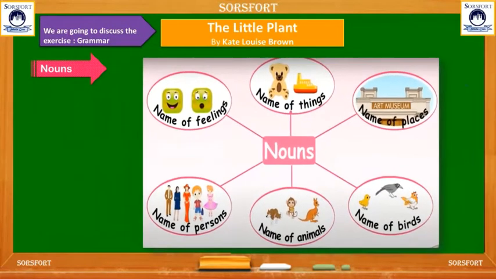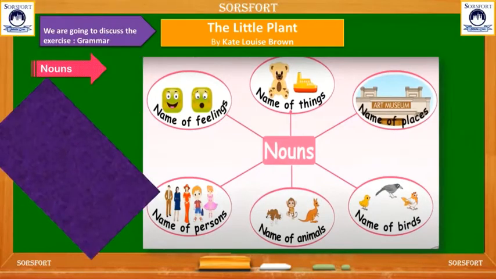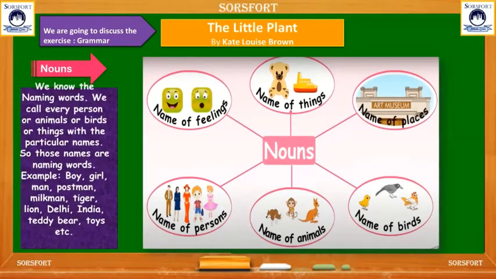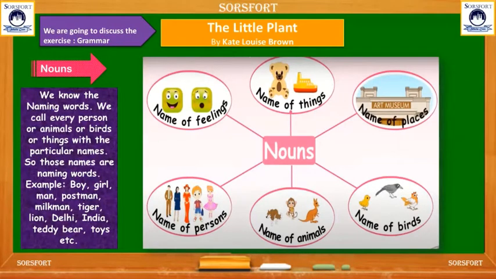Let's see something about nouns. We know the naming words. We call every person or animal or bird or thing with particular names. So those names are naming words. Example: boy, girl, man, postman, milkman, tiger, lion, Delhi, India, teddy bear, toys, etc.